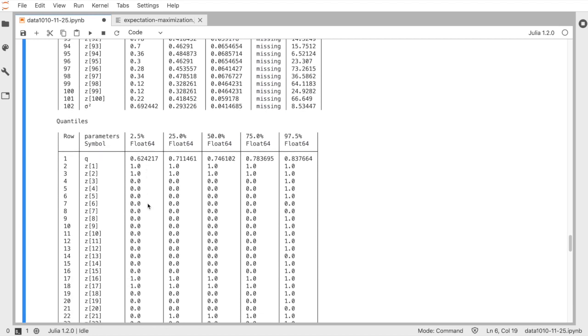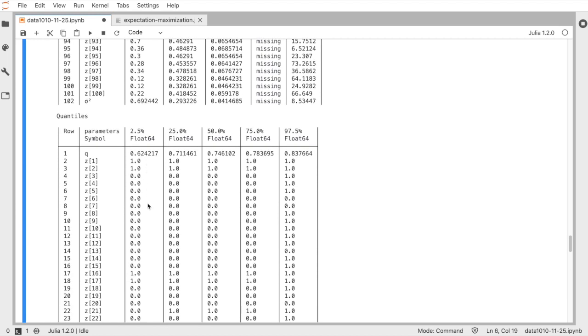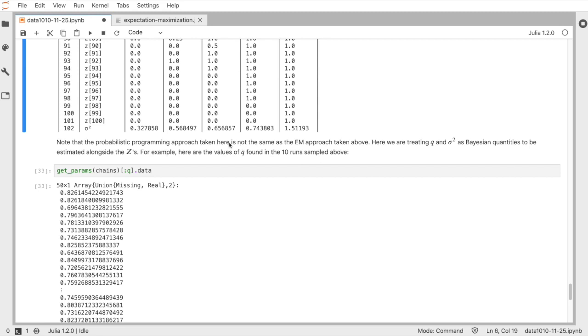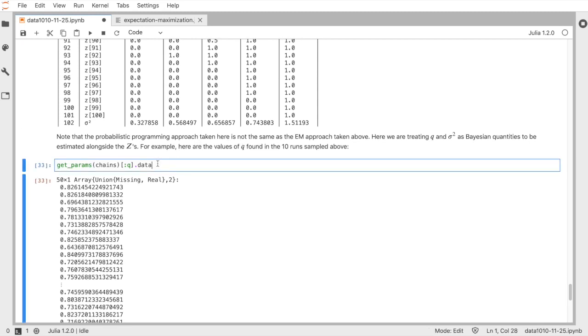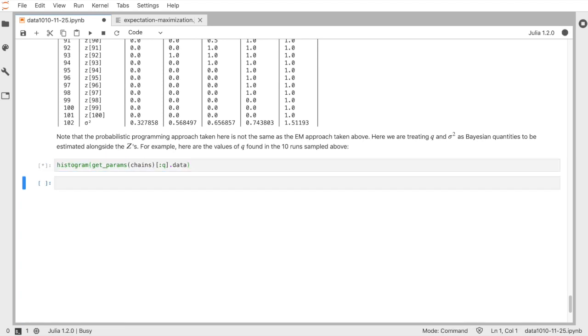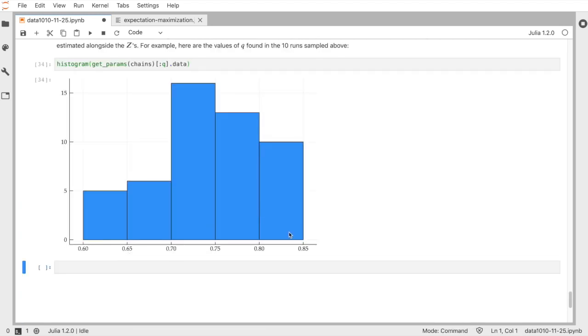We also have quantile information. We can get a glimpse at the distribution of each of these. For example, Q is seldom below 0.62 and seldom above 0.83. And if we wanted to see a histogram of the Q values, we can extract all 50 Q values with this getParams function. And we can make a histogram of that if we want. We see these values between 0.6 and 0.85, and it's sort of concentrated around 0.75, maybe a little bit less.